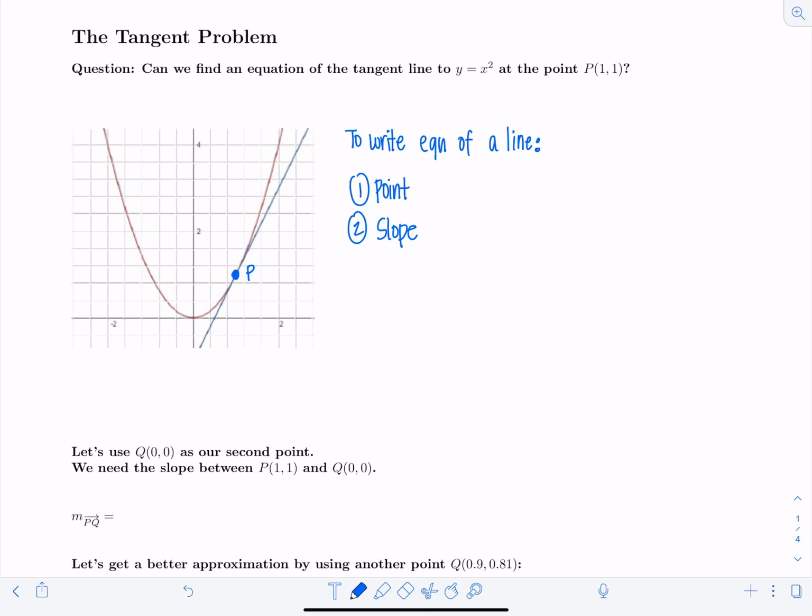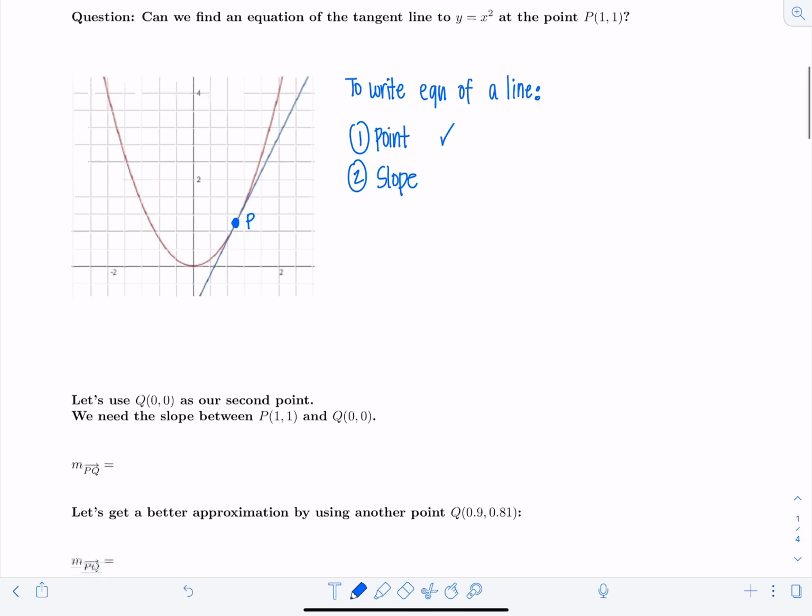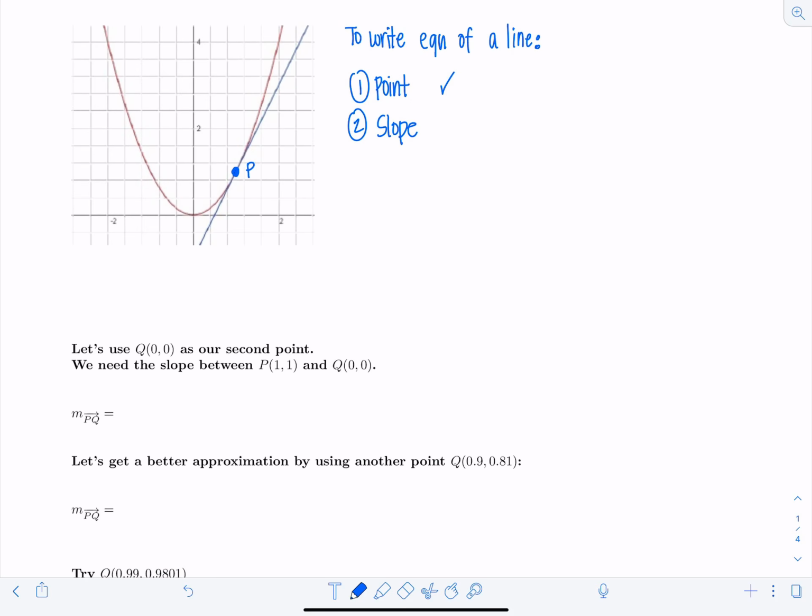Now the point I have, (1, 1), but the slope, do I have the slope of that tangent line? Well, no, not at the moment, because in order to find the slope of a line, what we've learned before is that you need 2 points to calculate it. So since I don't have another point to work with, we're going to use another point as an approximation and create a secant line instead. We're going to use the point Q, with coordinates (0, 0), as our second point.